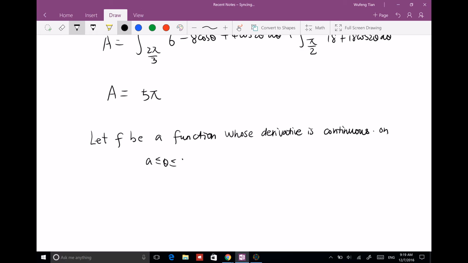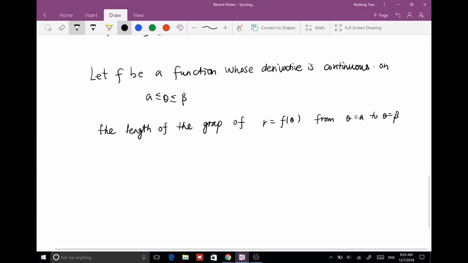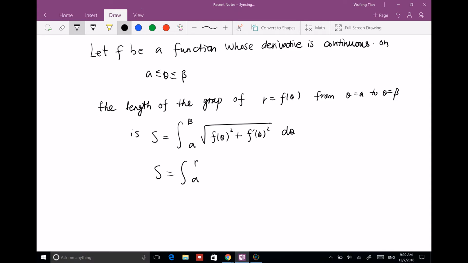A less than theta less than b. Okay, so the length of the graph of r equals f of theta, a curve from theta equals alpha to theta equals beta. Basically, if the boundary is given, then the arc length S is the integral from alpha to beta of the square root of f of theta squared plus f prime of theta squared d theta. So you get S equals the integral from alpha to beta of the square root of r squared plus (dr over d theta) squared d theta.